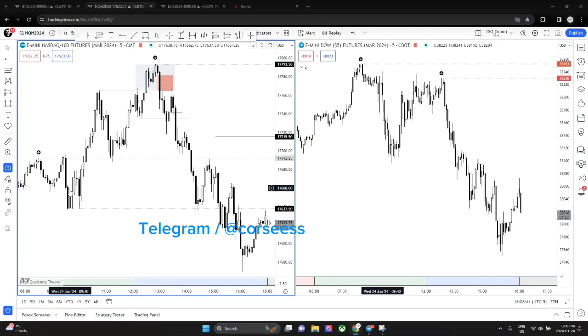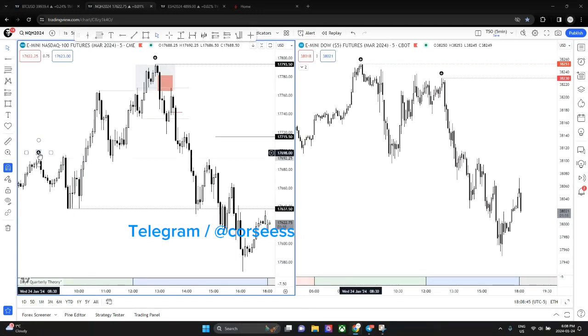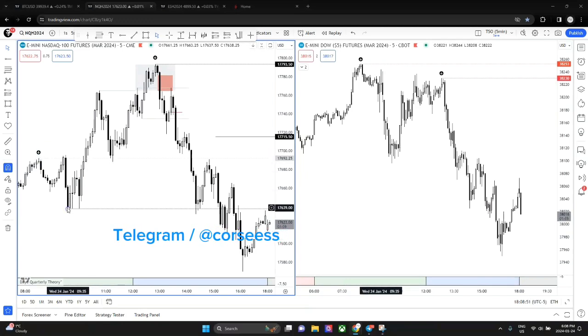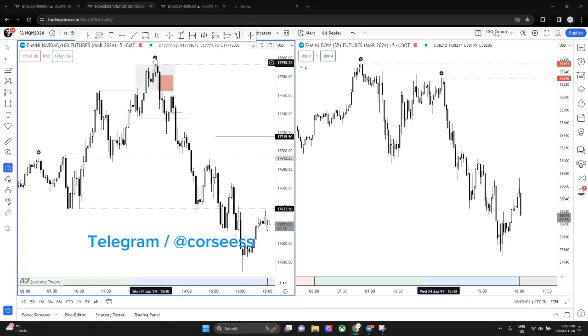The low that formed after this high, right here, this is where you would begin to measure your premium. So this would become discount, like premium and discount. This would become discount. And the high which forms and actually makes the sequential SMT.